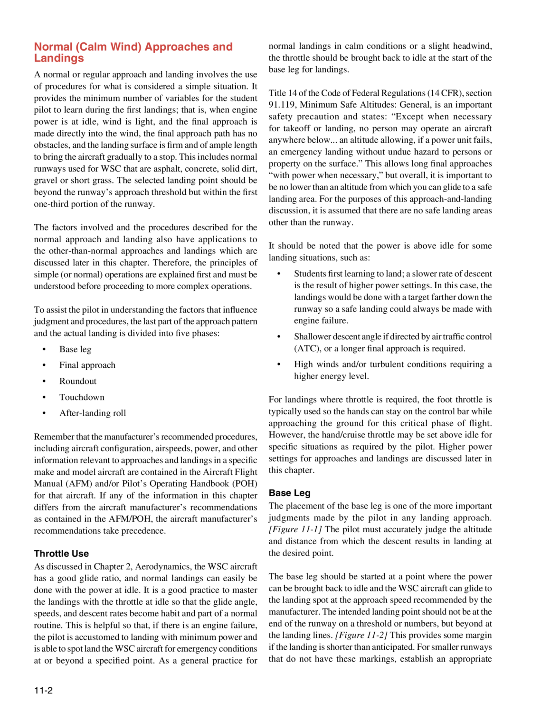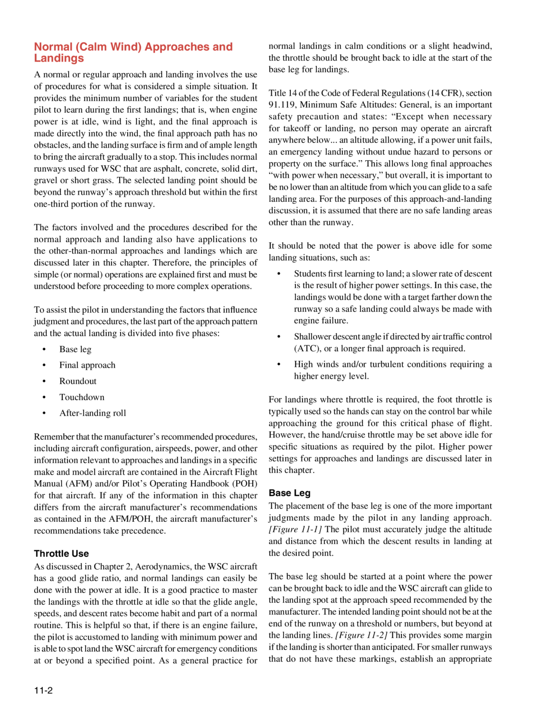For the purposes of this approach and landing discussion, it is assumed that there are no safe landing areas other than the runway. It should be noted that the power is above idle for some landing situations such as students learning to land. A slower rate of descent is the result of higher power settings. In this case, the landings would be done with a target farther down the runway so a safe landing could always be made with engine failure. Other situations include a shallower descent angle if directed by air traffic control, ATC, or a longer approach is required, and high winds and/or turbulent conditions requiring a higher energy level.